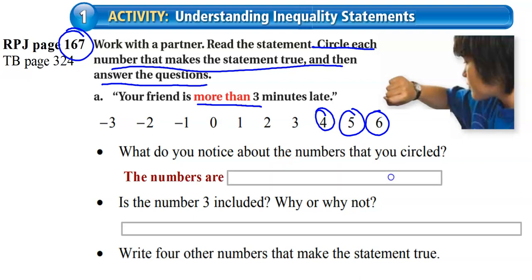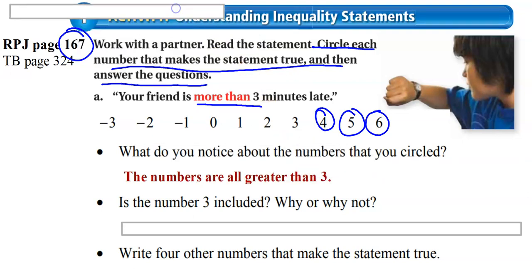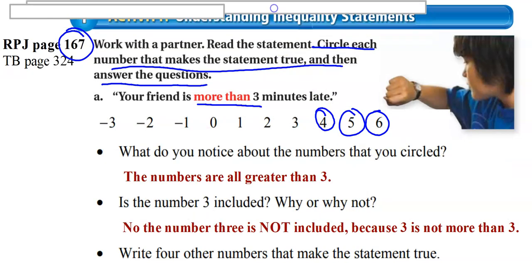And I'll show you that hopefully you're noticing that all of the numbers are bigger than 3. And then the second one, no, the number 3 is not included because this seems silly. 3 is not more than 3. And then write 4 other numbers that make the statement true. So I don't have to pick 7, 8, 9. I can pick any number that's bigger than 3. So I could pick 25. I could pick 35. I could pick 100 minutes later, or I could even do 1,000. All of those numbers are greater than 3.